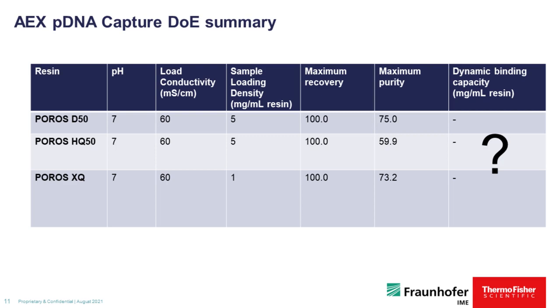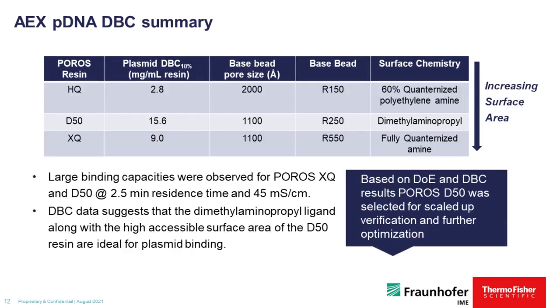So although the DOE provided insight into these ideal loading conditions for optimal recovery, we still wanted to determine the dynamic binding capacities of these resins. This table summarizes the results of our DBC study. Using the same conditions identified from the AEX DOE, we determined them for all the AEX resins on a 1 ml column. We found that the greatest DBC was observed for D50 at about 15.6 mg per ml, followed by XQ at 9 mg per ml and HQ at 2.8 mg per ml.